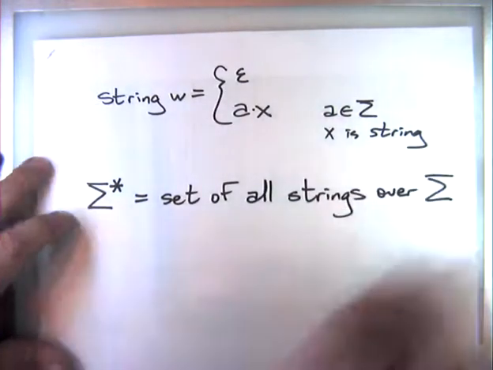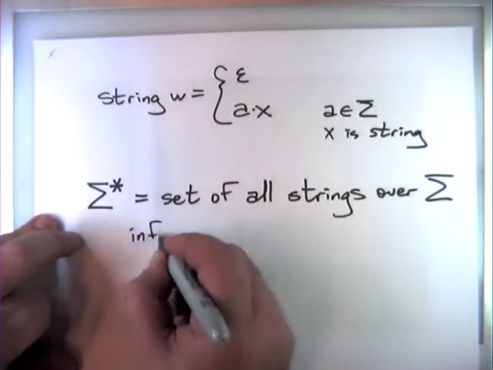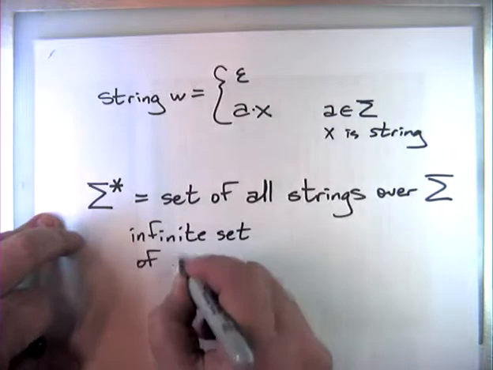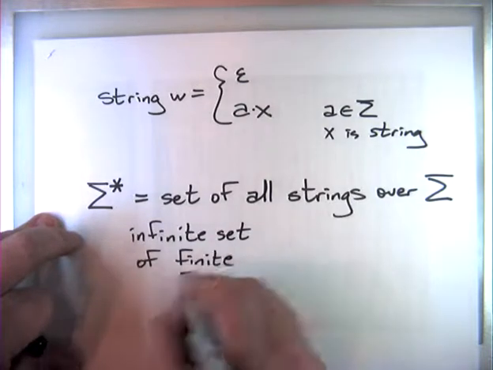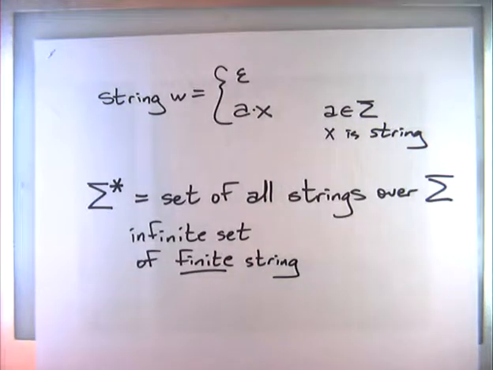Now, occasionally I need to refer to the set of all strings, except I can't do that because I have to specify an alphabet. So I'm going to use this symbol sigma star. That means the set of all strings over sigma. Now, sigma star is an infinite set, right? But I need to make this very clear. Every string in this set is finite. This is an infinite set containing finite things.